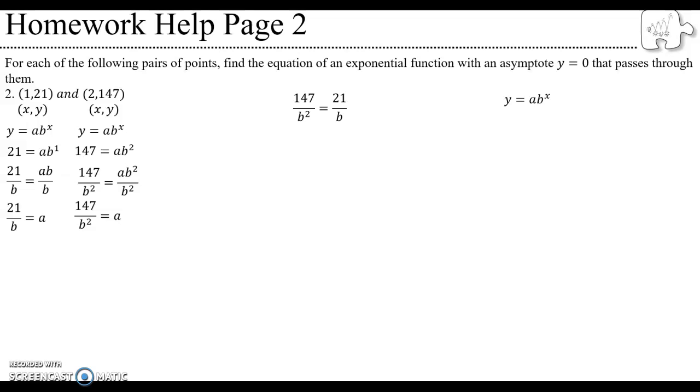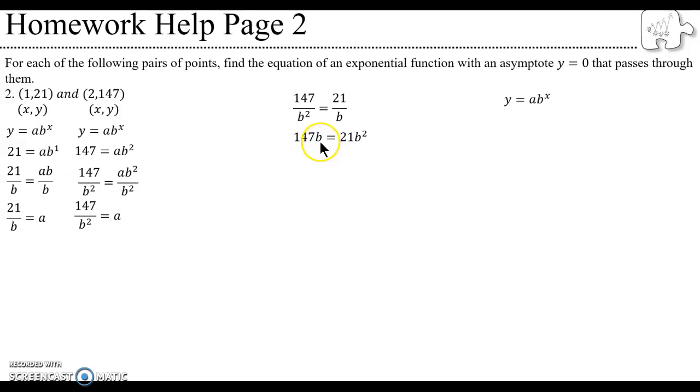We set one equal to the other, and then if you remember the special way we do these proportional problems, we multiply across, right? We're going to say 21 times b squared and 147 times b, going diagonal both ways. So we get 147b equals 21b squared.